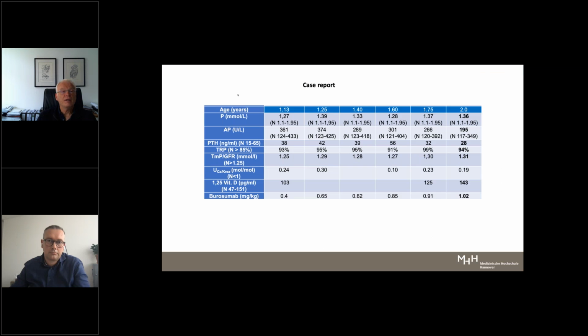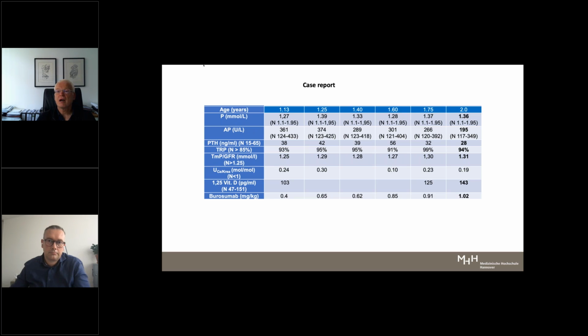That's why we switched her to burosumab, which is licensed after 1 year of age. This was an easy go. We started with 0.4 milligram per kilogram. We increased this dosage gradually to 1 milligram per kilogram. And as you can see here, phosphate levels were quickly normalized.